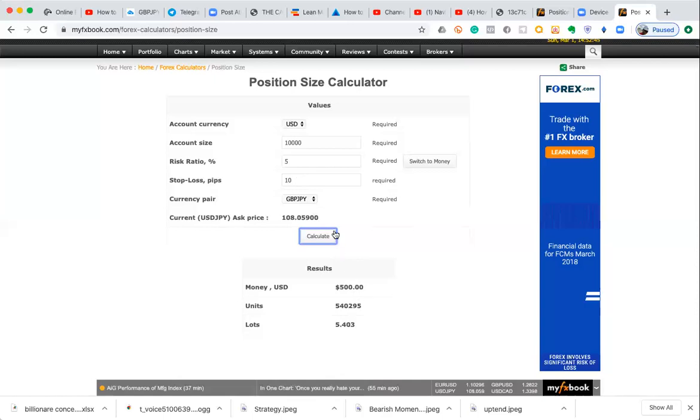If I get 20 pips, I've gotten 1,000. If I get 30 pips, I've gotten 1,500. 40 pips, 2,000. 50 pips, $2,500. Right. But watch this. If I lose 10 pips, I've only lost $500.